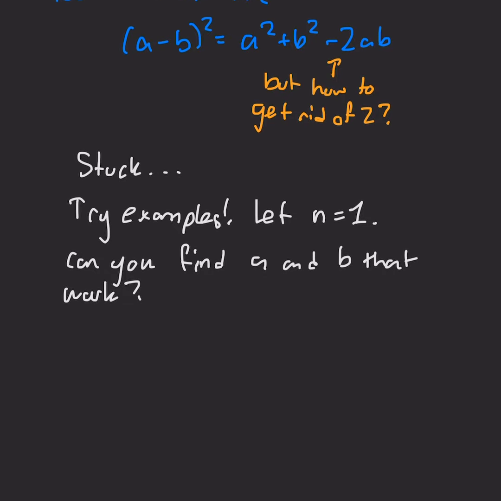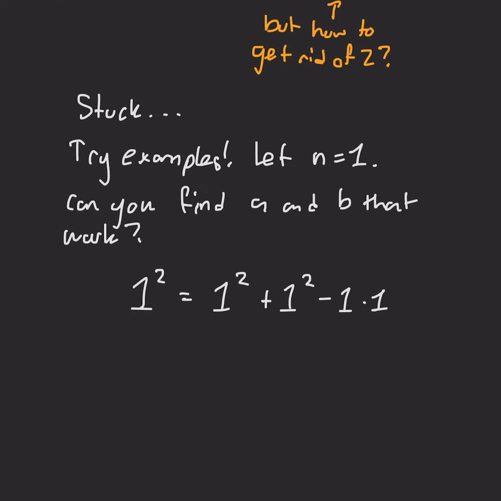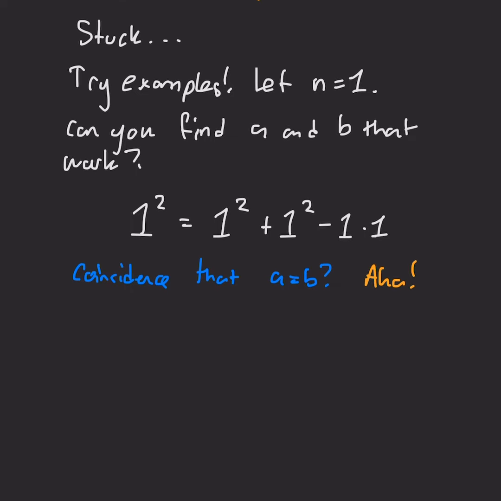There are a few that work, and come up with your own examples too if this one doesn't give you any inspiration. But the one I came up with was 1 squared is equal to 1 squared plus 1 squared minus 1 times 1. So in other words, a equals b. Is that a coincidence that a equals b? I think we've encountered something that can help us.